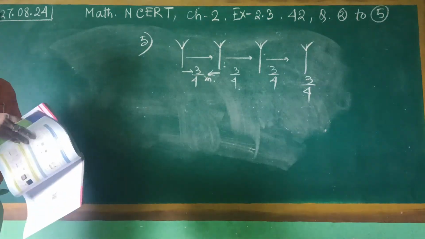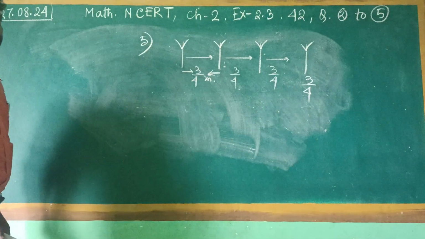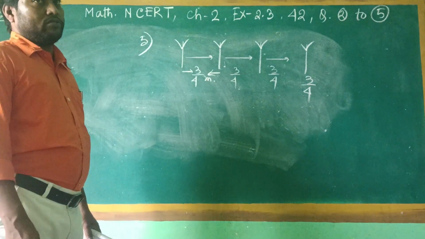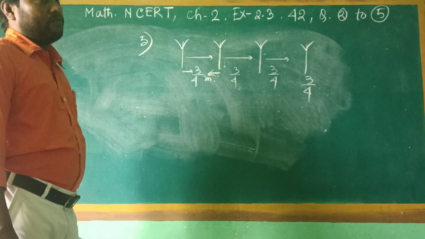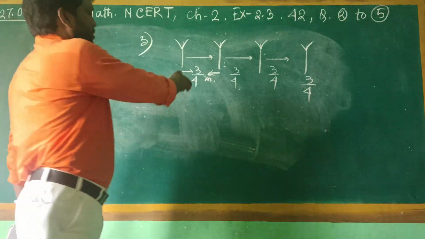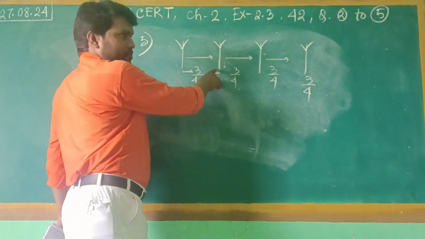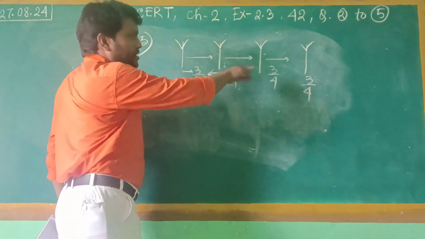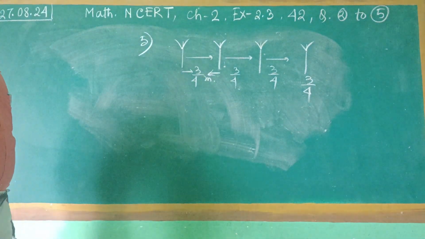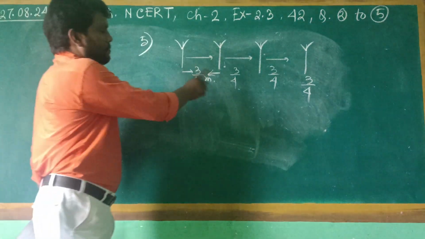The answer is 2 and 1/4 meter. Okay. How is it possible? Look very carefully. This is the first sapling. This is the second sapling. From where is it starting? So how many saplings are there? 4 saplings.